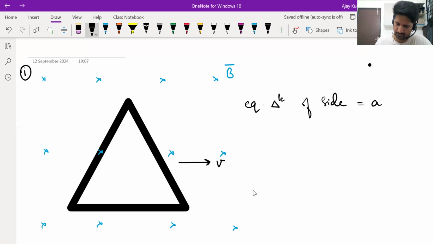Sir, EMF will be generated. EMF will be generated. How? Like, when exactly? What actually happens when a conductor moves in a magnetic field? Like what gives rise to the EMF?